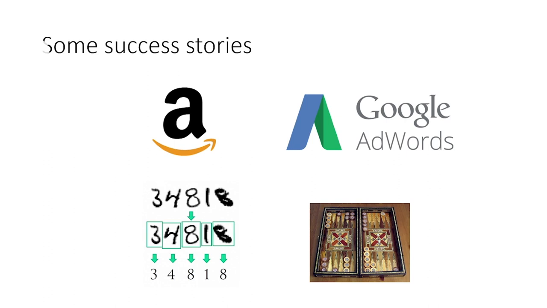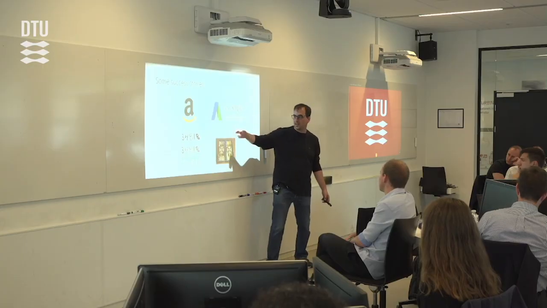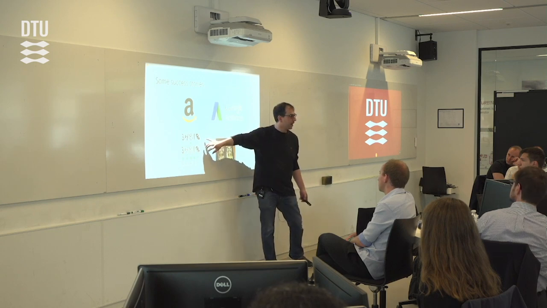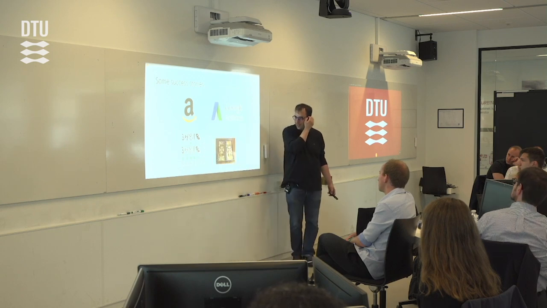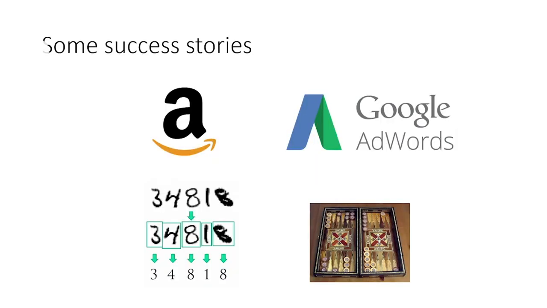Okay. So there is a lot of hype around machine learning, but all the examples here are from the 90s, from the 1990s, if it's not clear. So this is Amazon search. Then we have Google AdWords. This is the US zip code. Last but not least, backgammon. So those are the examples where superhuman performance was achieved by machine learning. I mean, this happened almost 30 years ago.